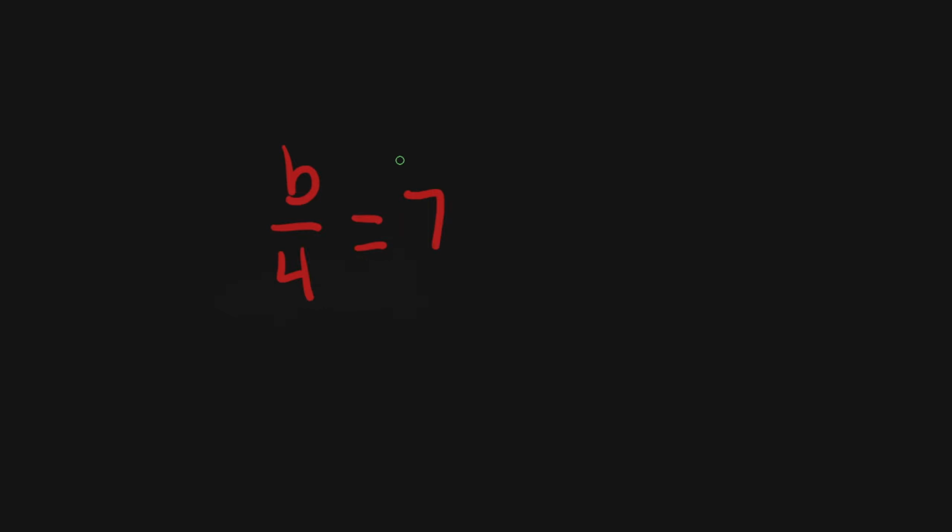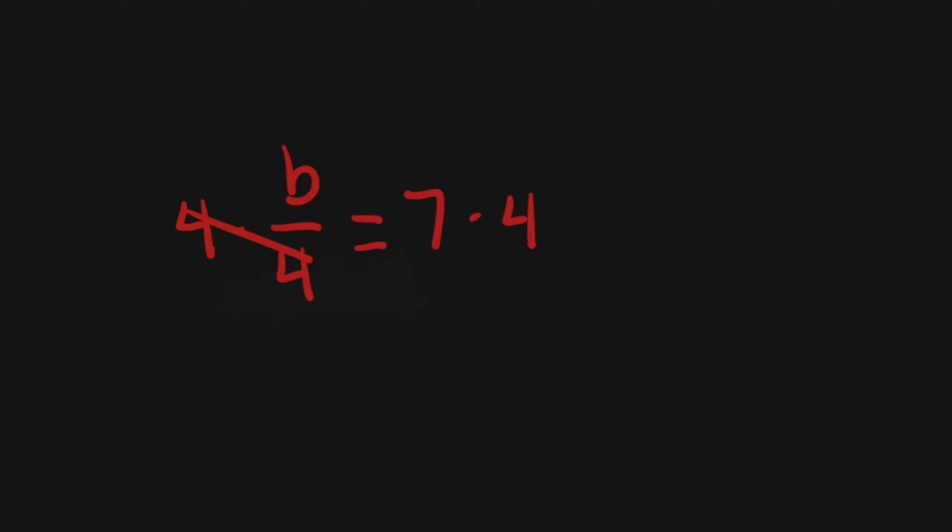Alright, well now we have b divided by 4 equals 7. Now, how are we going to get rid of the 4? Because we need to isolate the b. Well, this says b divided by 4. What's the opposite of division? Multiplication. So we have to multiply both sides by the denominator of this fraction, which in this case is 4. So multiply both sides by 4.